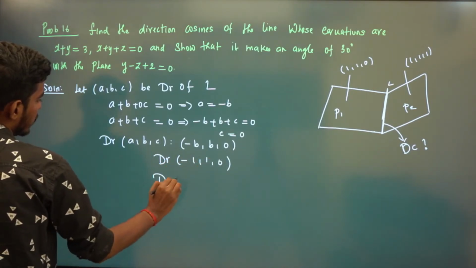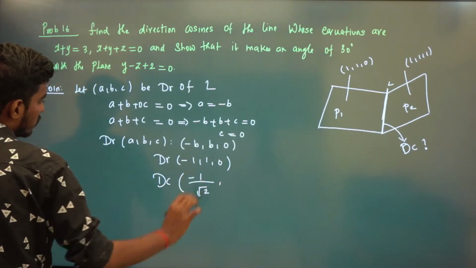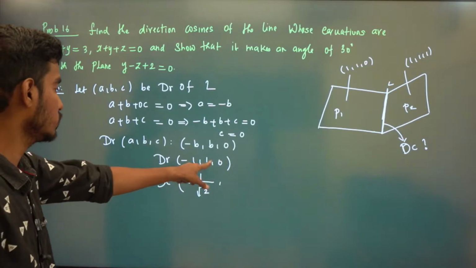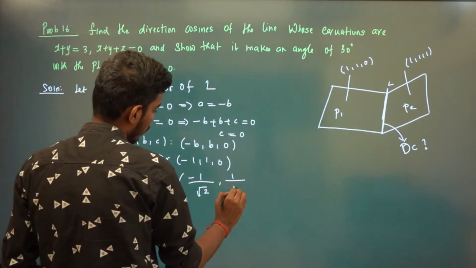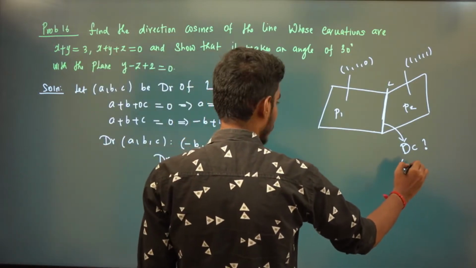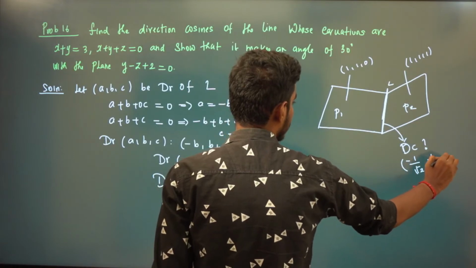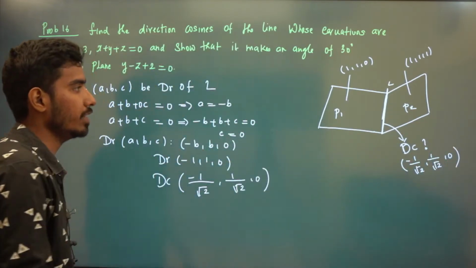What about the direction cosine? We just have to divide by the norm, the root of 1 square plus 1 square plus 0 square, which is root 2. This is the direction cosine: minus 1 by root 2, 1 by root 2, 0. This is the direction cosine of L.